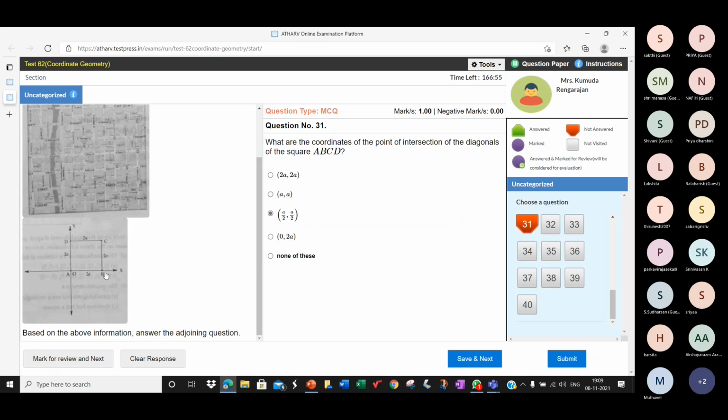We can go to the figure here. Read this question associated with this figure and answer it.